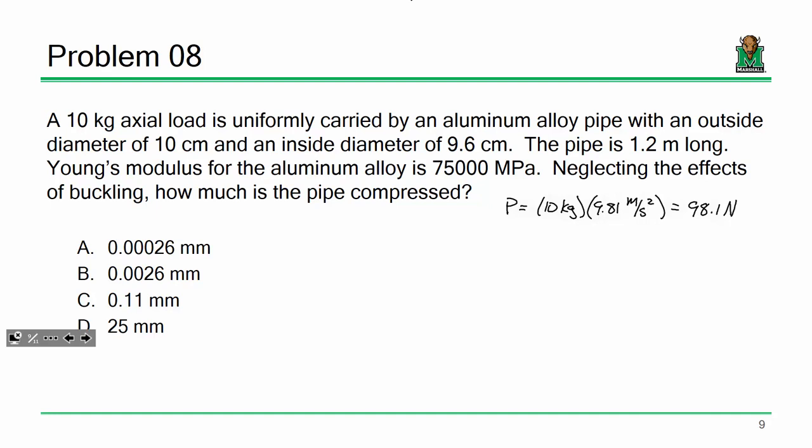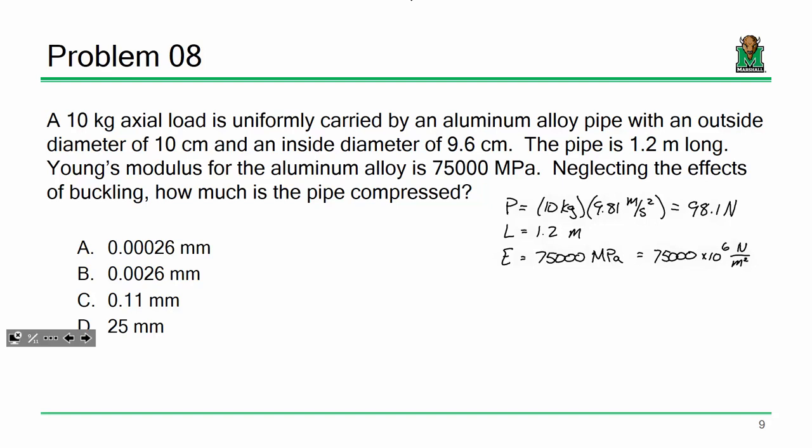All right. How long is the pipe? 1.2 meters. Now, Young's modulus, or E, is 75,000 megapascal. Now, let's test your memory. What is a Pascal? Newton per meter squared. So this is 75,000 times 10 to the 6 Newton per meter squared. Would that be a fair statement? So now everything's in consistent units.